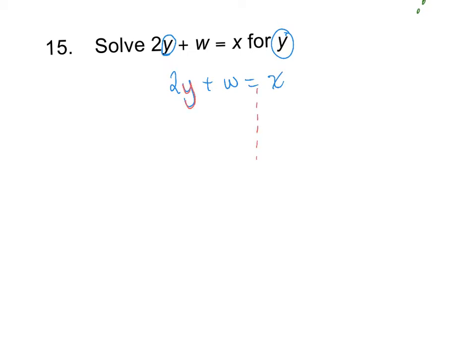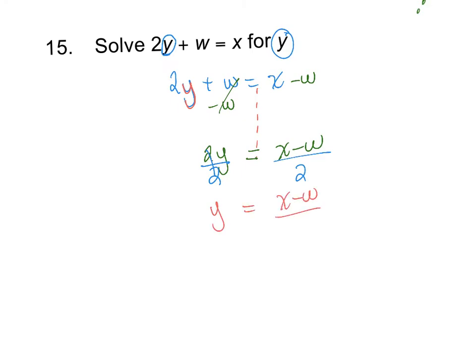Dotted line down the equal sign. Trying to get y by itself, so you're going to subtract w from both sides. You get 2y is equal to x minus w. Now you're going to divide everything by 2, and you get y is equal to x minus w all divided by 2, and that's the transformed equation.